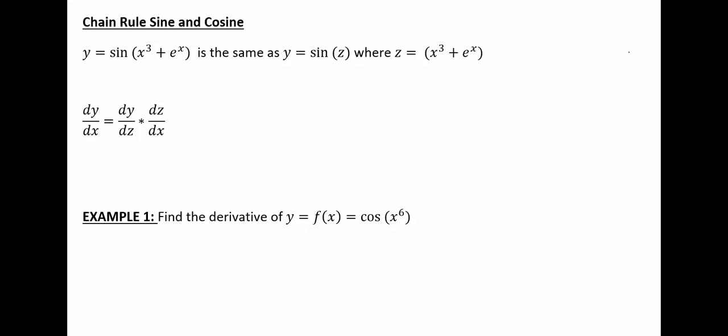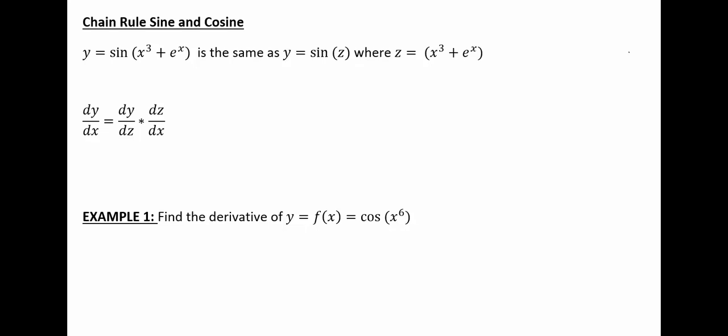Chain rule for sine and cosine functions. So if, when we create a composite function, the outside function is either a sine or a cosine function, we can approach the chain rule using the same types of substitutions that we've been using for the previous sections.